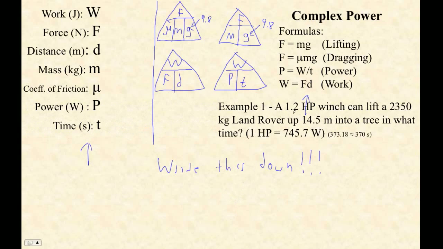A 1.2 horsepower winch can lift a 2,350 kilogram Land Rover 14.5 meters in the tree. What time does it take? That's what we're trying to find out. So I think I need to turn the horsepower into watts. 1.2 horsepower is 1.2 times 745.7, that's just a conversion factor, which equals 894.84 watts. So that's my power.